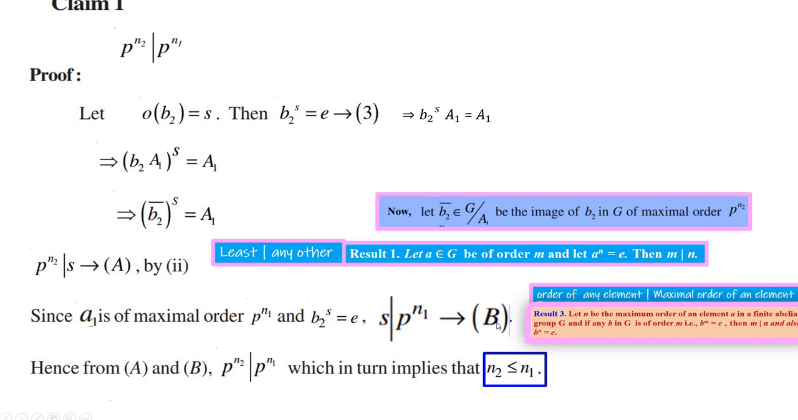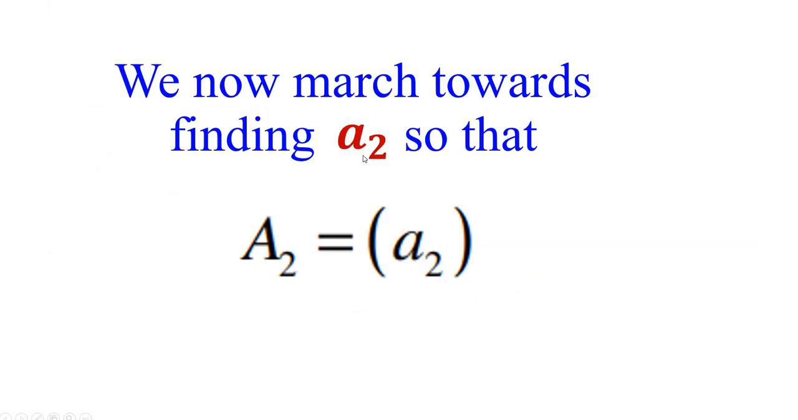If we name this as statement B, from A and B we can easily conclude that p^n2 divides s and s divides p^n1. So p^n2 dividing p^n1 in turn implies that n2 is less than or equal to n1. Now we consider our a2, or rather we will find a2, so that we can find another subgroup A2 generated by this a2.